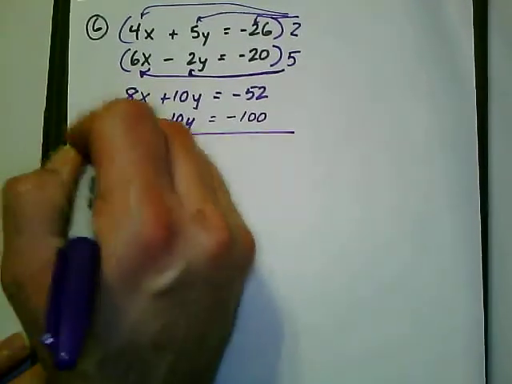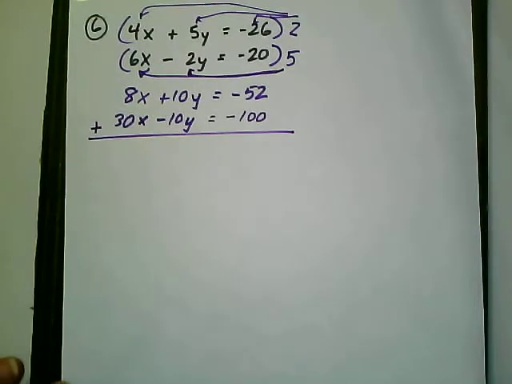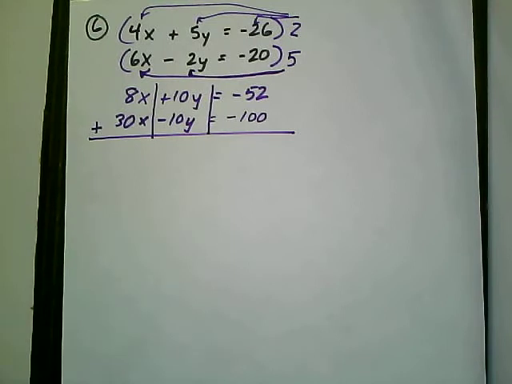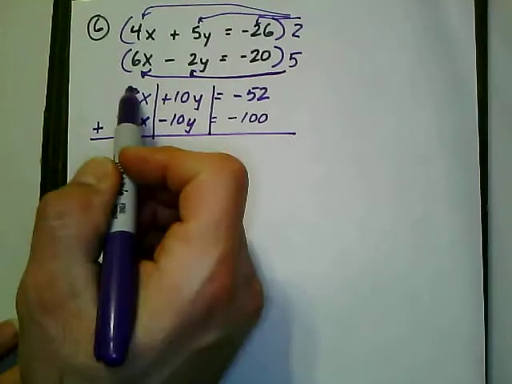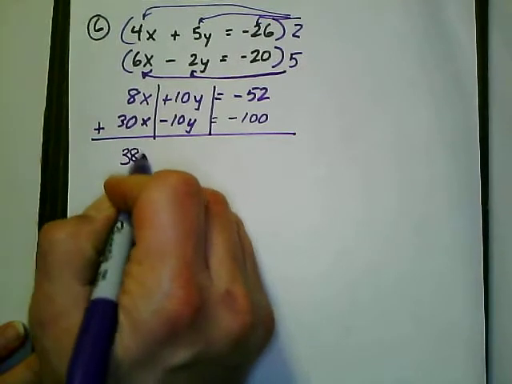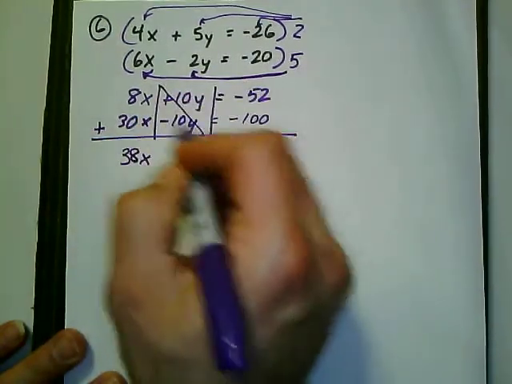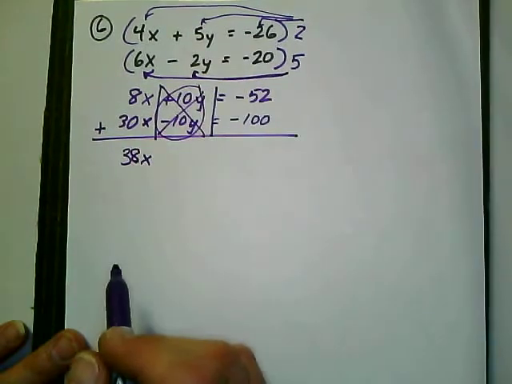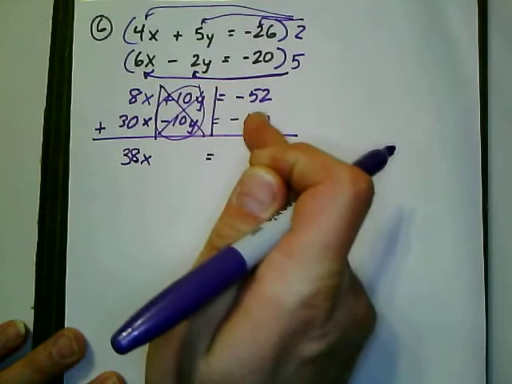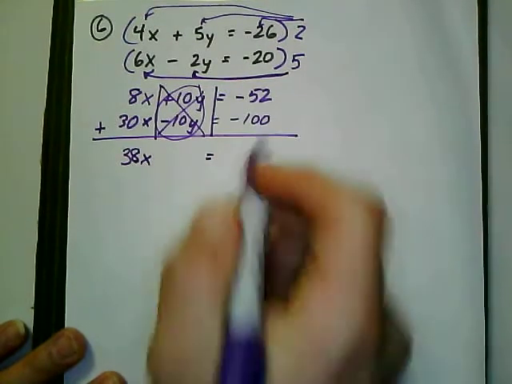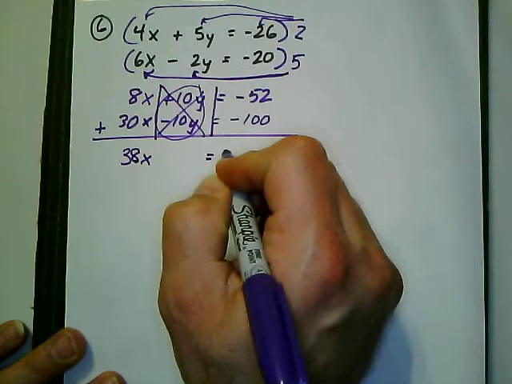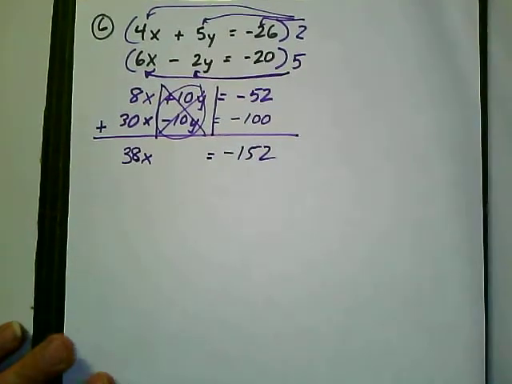Then we're going to combine like terms. And we put our little brackets here, our little graphic organizer. We're going to organize it so we know that we add these together. So 8 plus 30 is 38. Got ahead of myself there. These now become 0. And negative 52 plus negative 100 ends up being negative 152.